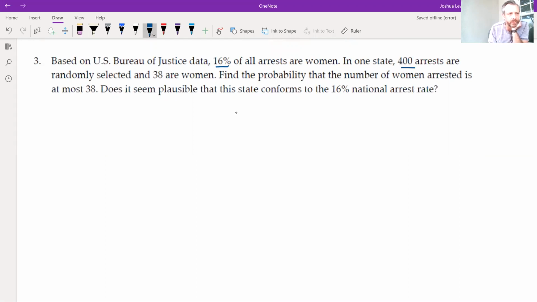In one state, 400 arrests are randomly selected, 38 are women. We want to find the probability that the number of women arrested is at most 38. So let's identify the distribution.